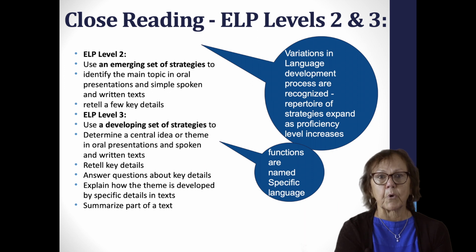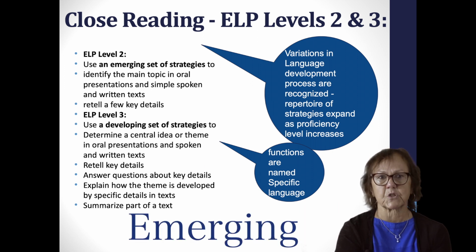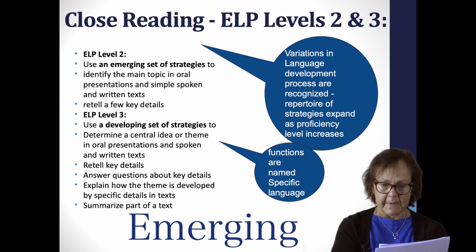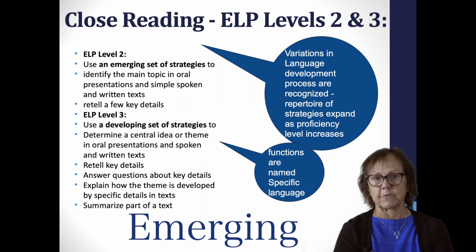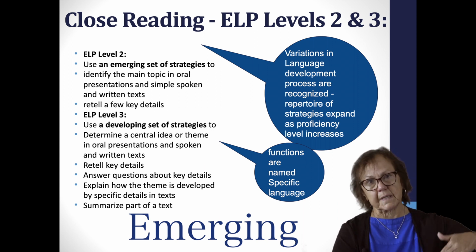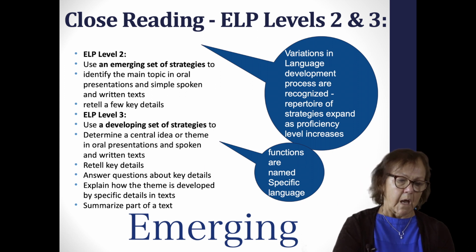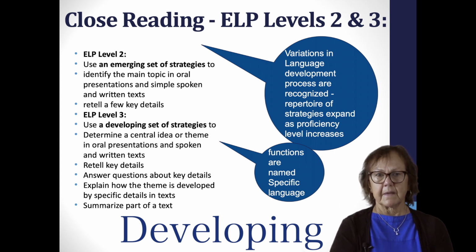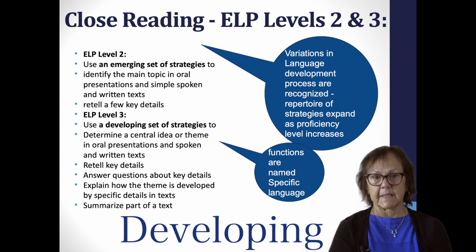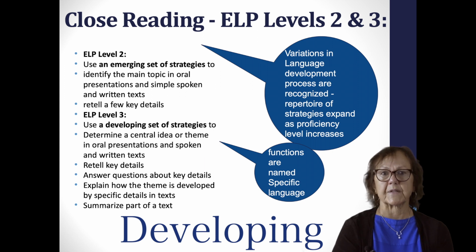On level 2, the key word here is emerging, okay? The students are emerging with a set of strategies, and they have achievable language tasks described for even the very low level learners. There are variations in the language development process, and they're recognized as a repertoire of strategies expands as the proficiency level increases. And at level 3, there's a developing set of strategies, the key word being developing. They're no longer just limited or emerging, they're developing a good set of strategies. And their specific language functions are named. Okay, they can determine the central idea and retell and answer questions about key details and explain how the themes developed and do a summary.